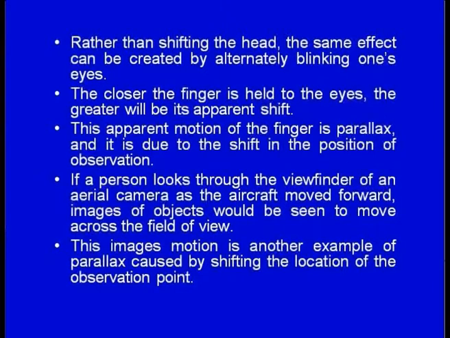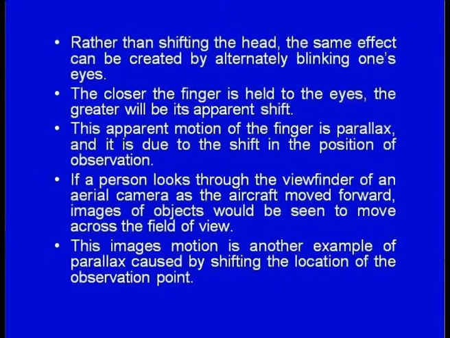Rather than shifting the head, the same effect can be created by alternately blinking one's eyes. The closer the finger is held to the eyes, the greater will be its apparent shift. This apparent motion of the finger is parallax, and it is due to the shift in the position of observation.